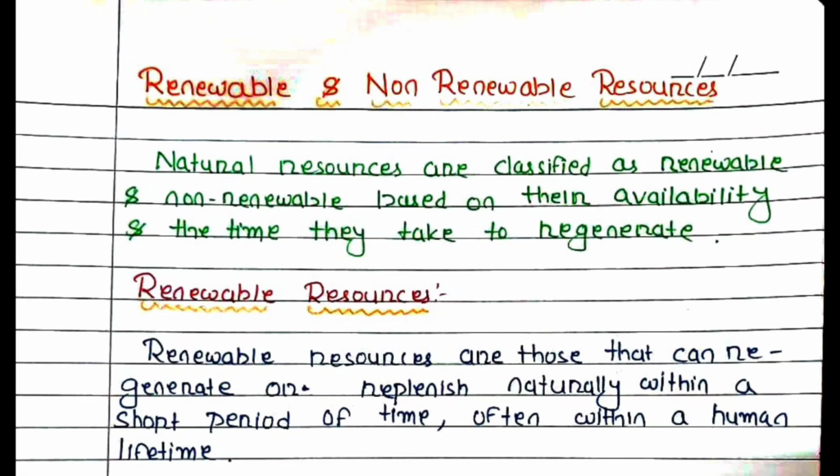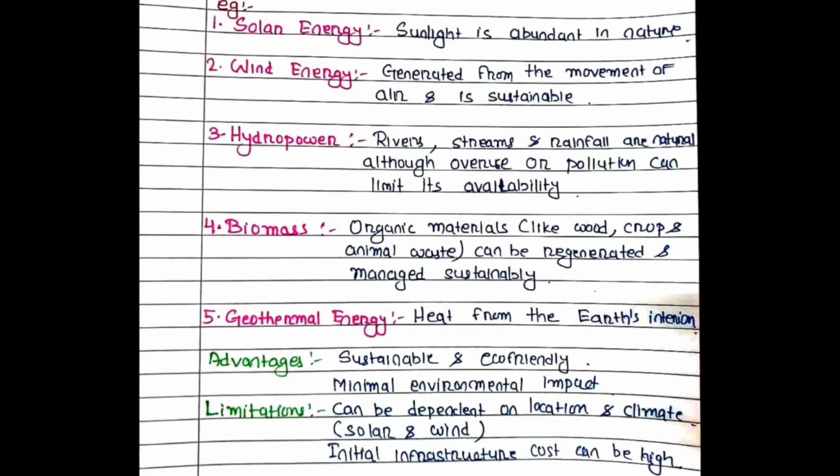These are the resources which can be regenerated naturally within a short period of time, often within a human lifetime. It can be regenerated within a human lifetime only. So it takes a very short span of time to be regenerated. That's why it is known as renewable resources. There are some examples of renewable energies.